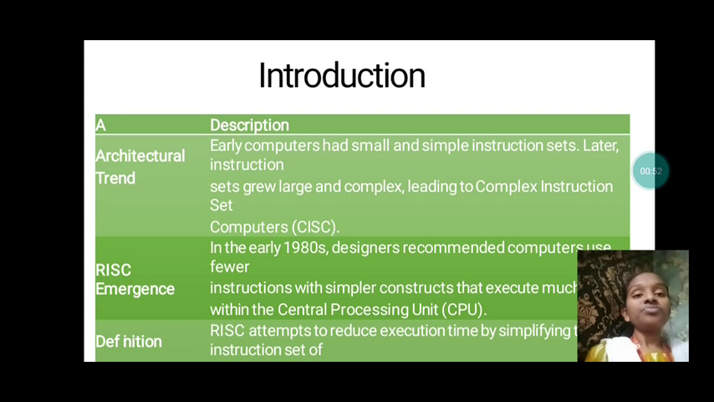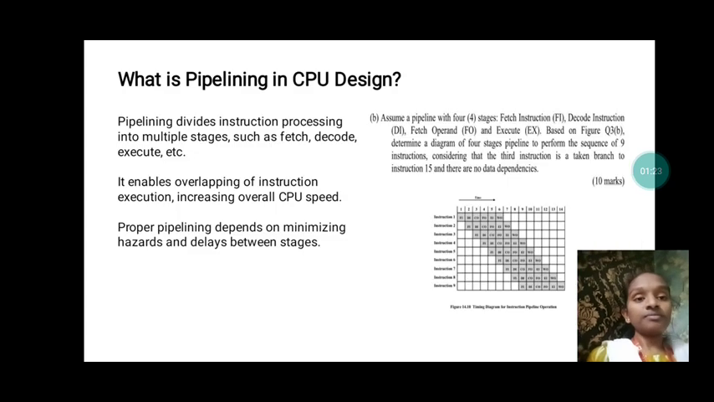Introduction. Architectural trend. Early computing had small, simple instruction sets. Later, instruction sets grew large and complex, leading to complex instruction set computing. RISC emergence. In the early 80s, designers recommended computers use fewer instructions with smaller constructs that execute much faster with the central processing unit. Definition. RISC attempts to reduce execution time by simplifying the instruction set.